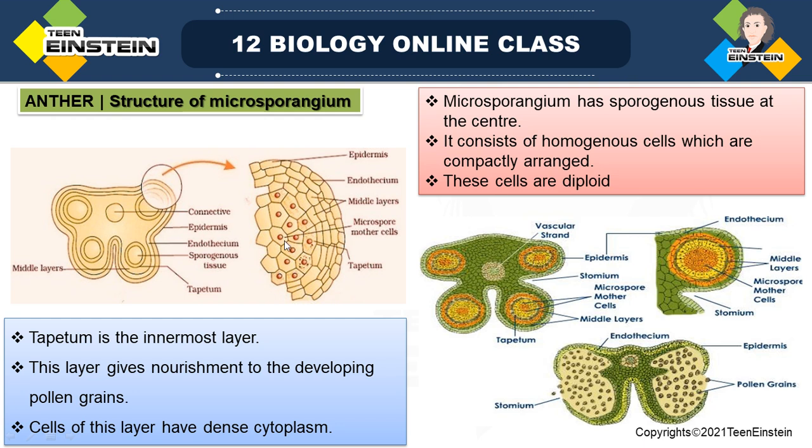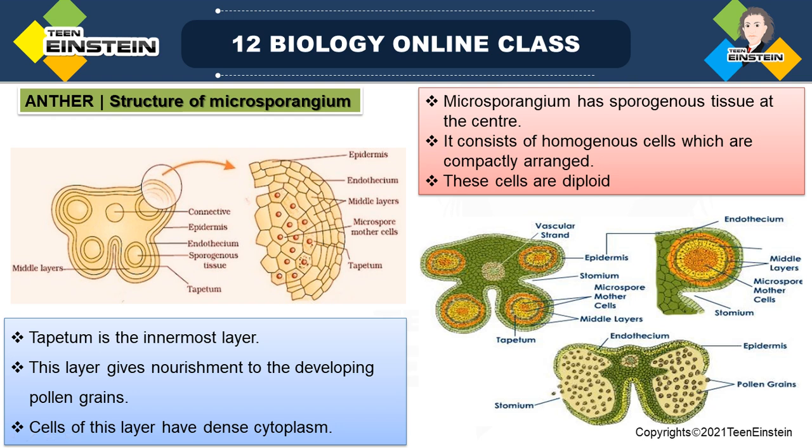These are the sporogenous tissue. The tapetum is surrounding the sporogenous tissue, and tapetal cells give nourishment to the developing pollen grains. What is the function of tapetum? It gives nourishment to the developing pollen grains.